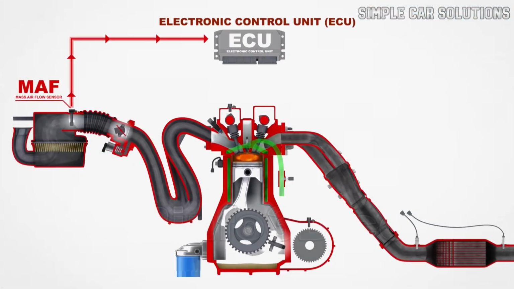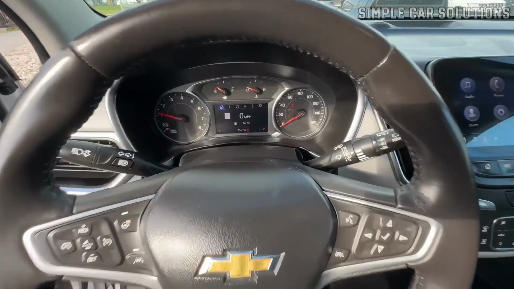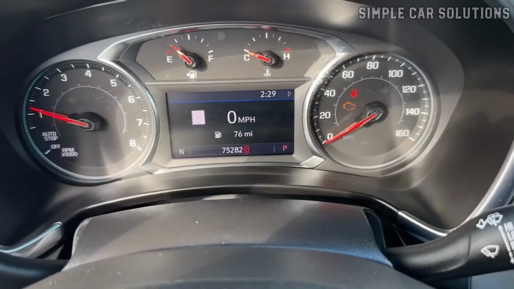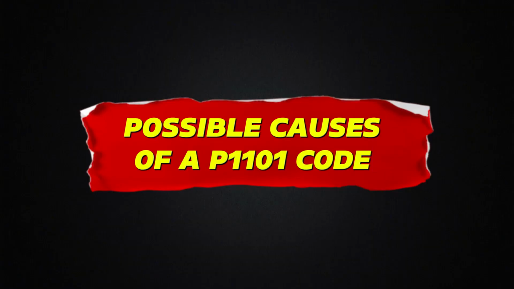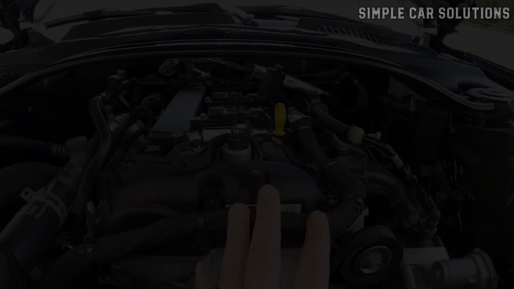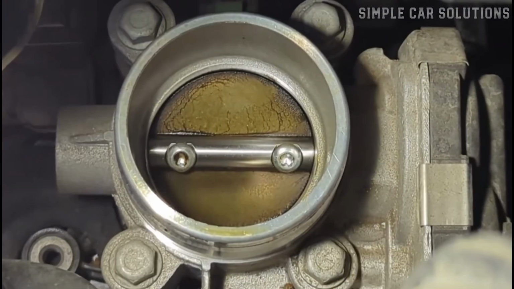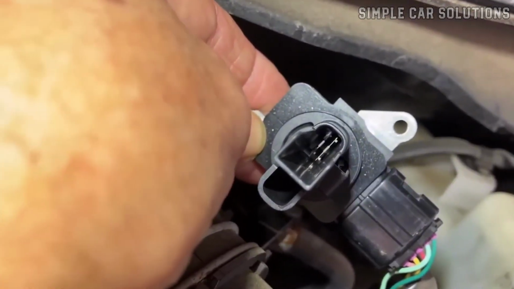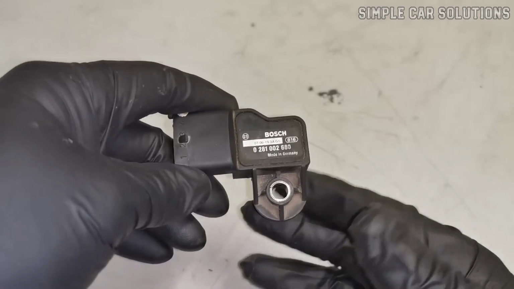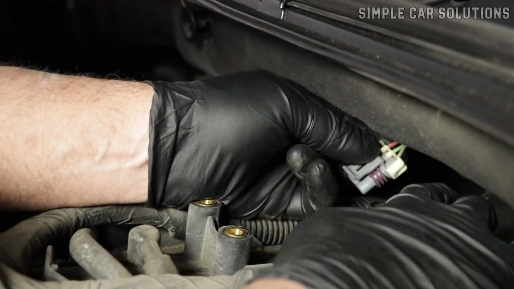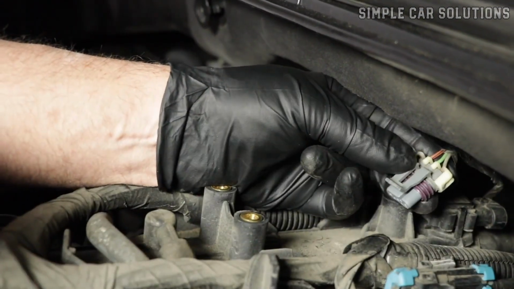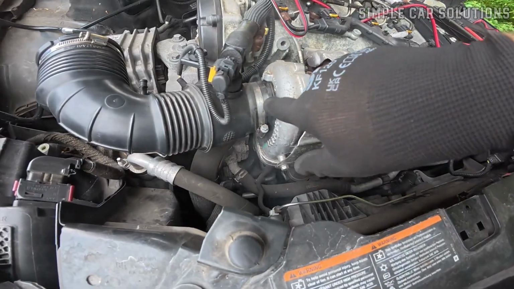It compares the actual air flowing into the engine with what it calculates should be there based on various sensor inputs. When those numbers don't add up, the computer triggers the P1101. Possible causes of a P1101 code. Several things can trigger this code. These include a dirty air filter, a dirty throttle body, a faulty mass airflow sensor, a faulty manifold absolute pressure sensor, wiring problems such as opens or shorts, a blown fuse, or even a vacuum leak.